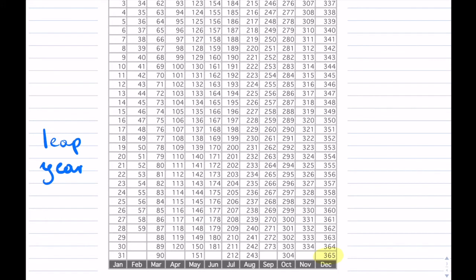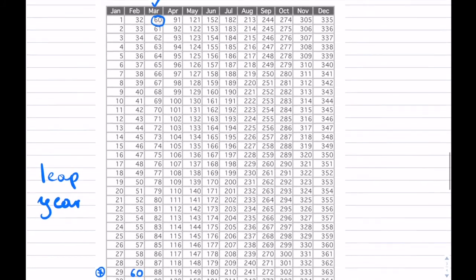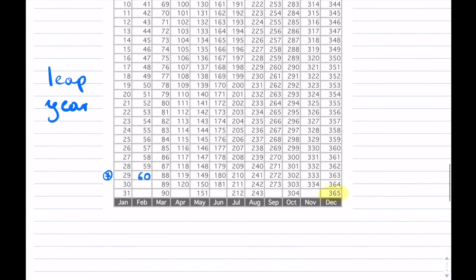Meaning you have 29 days right here, 29 in February. So that would become your 60th day, so 59 to 60. And this obviously changes anything starting in March. In March, this is no longer your 60th day, this is your 61st day. So as of March 1st for a leap year, you will have to add +1 to all the days that follow.